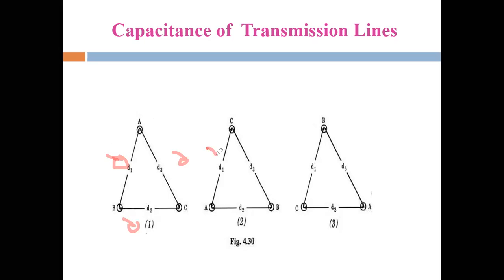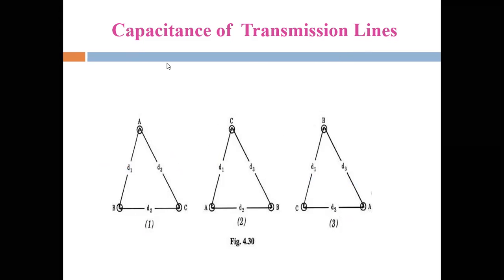Equilateral spacing and also transposed conductors means A to C is also D, and this is also D, and this is also D. In a similar way, all the distances are equal to D. Therefore the distances between the three conductors are equal, that means symmetrical distances. Then we write down the formula when the distances are equal to D.